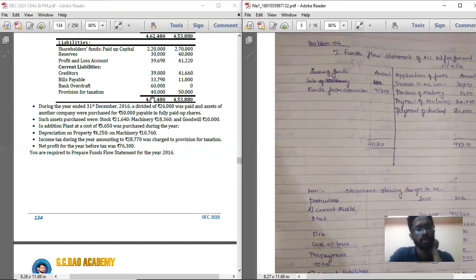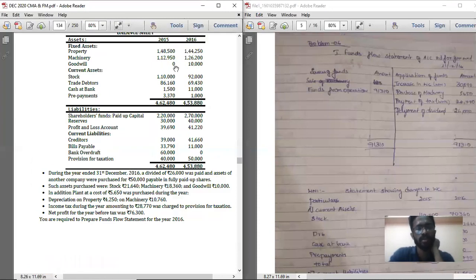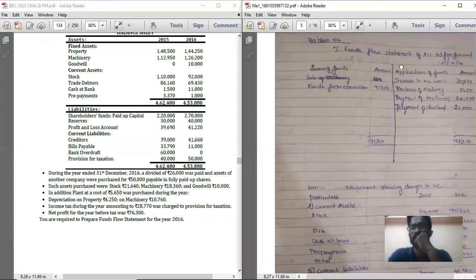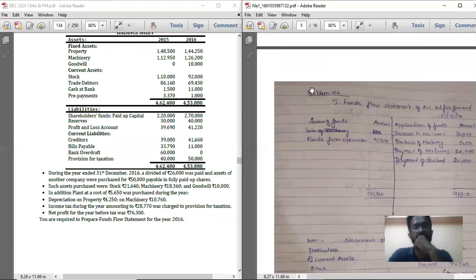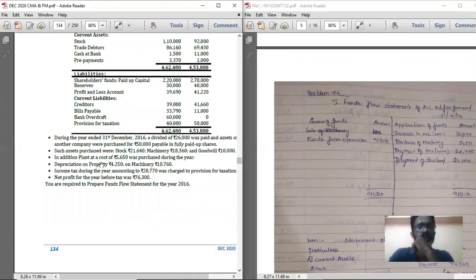Next, goodwill. For goodwill, there is a change of 10,000. Normally, when there is an increase in goodwill, you will take it from the P&L account, you will credit it. But here you should not take it to the P&L account; it is equity share capital 10,000. So in the P&L adjustment account, there won't be any goodwill shown. So simple, very simple calculations. The increase in goodwill should not be shown in the P&L account because it is by issue of equity shares. So next, in addition, plant cost 5,650.